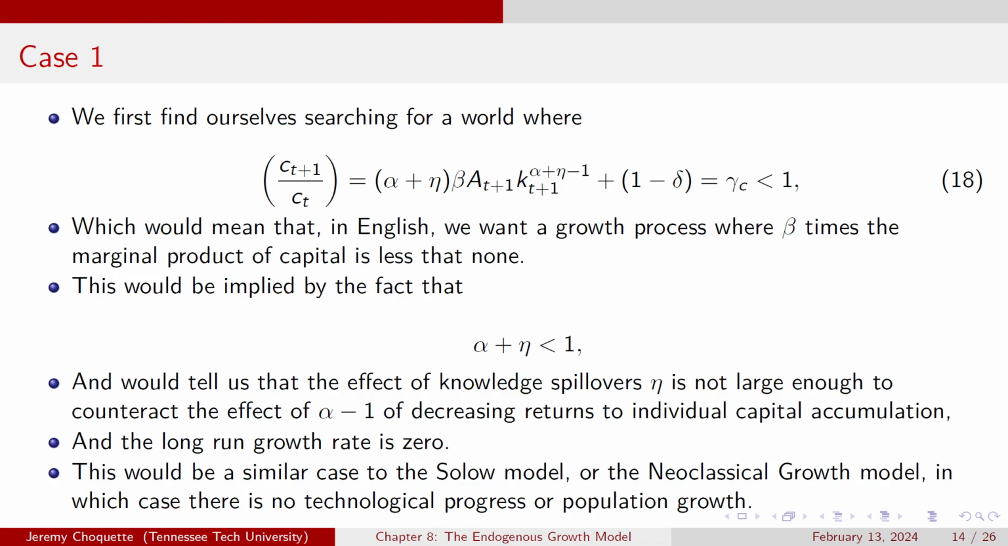Now, this is similar to a case of like the Solow model or the neoclassical growth model, in which case there's no technological progress or population growth. Now, if you want technological progress, well, now A sub t+1 is larger than 1. But in the event that A is just 1, you get no other progress from there. Everything converges to a steady state.